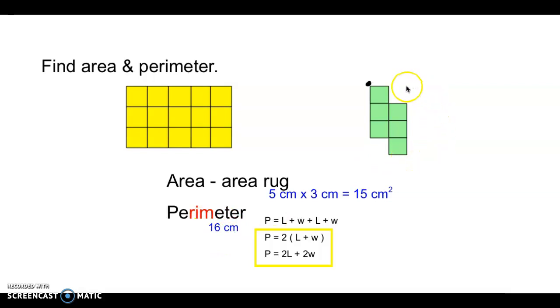If you have a shape that looks like this, it's not a rectangle. To find the area, I think you can see you can just count the green squares and get 6 centimeters squared. And to find perimeter, you could start in one place and just count 1, 2, 3, 4, 5, 6, 7, 8, 9, 10, 11, 12.